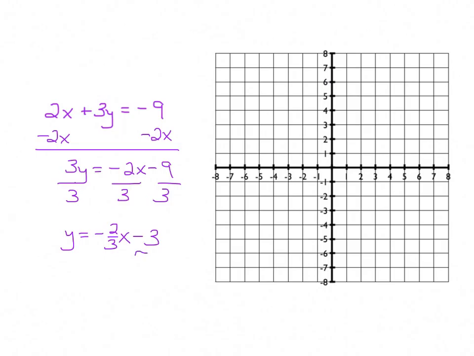The y-intercept is -3. The slope is negative 2/3. So we'll go down 2 and right 3. And then just draw in the line.